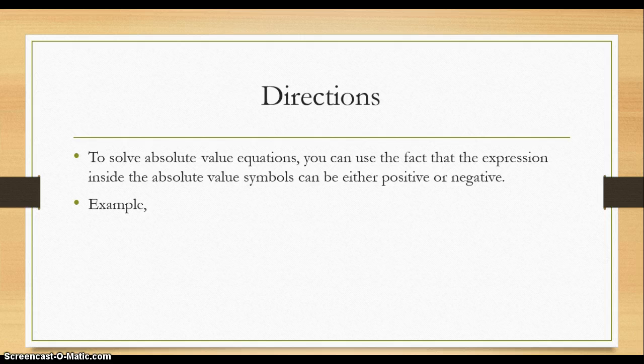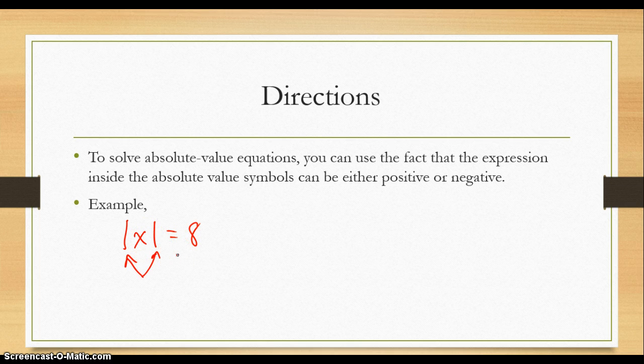Directions for solving this. To solve absolute value equations, you can use the fact that the expression inside the absolute value symbols can be either positive or negative. So let's take a look at this first. You guys know that these are absolute value signs, and there's a variable inside there. And we know the rule. The rule for absolute values, remember, is anything inside of the absolute values will automatically come out positive in the end. So, for example, we have the absolute value of x equals 8.